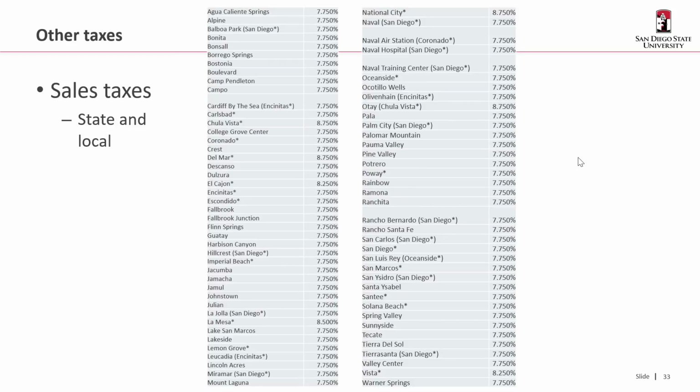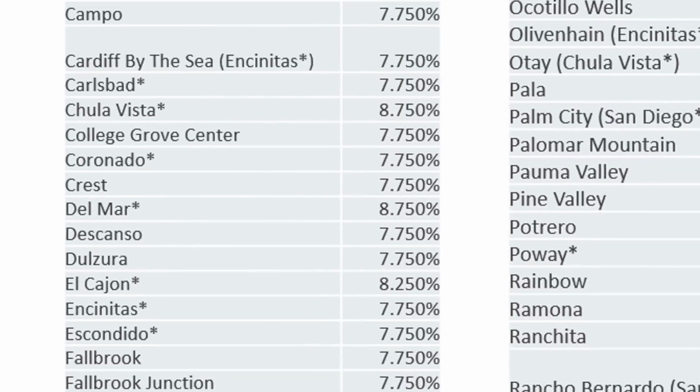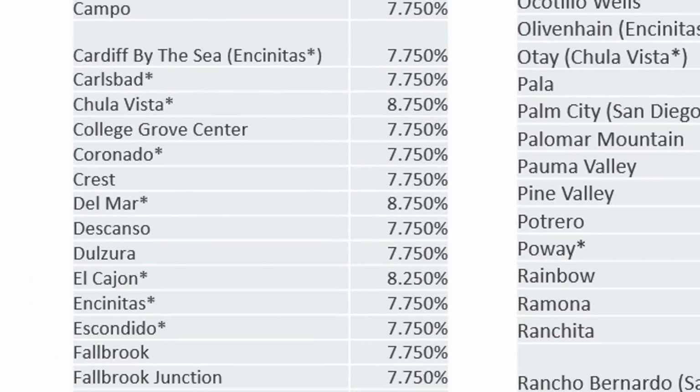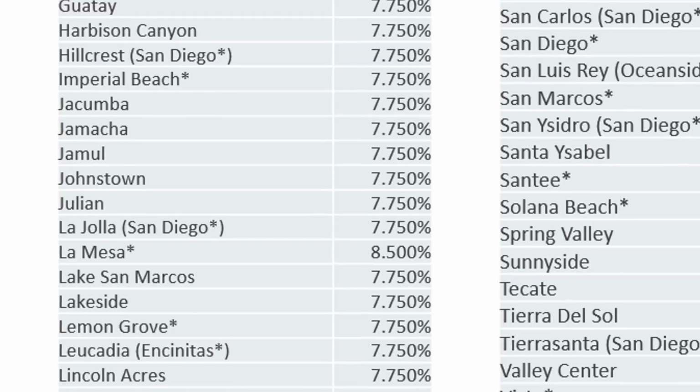So here's another type of tax, which is sales and local tax. Sales and local taxes are varying, but you can see the vast majority of cities charge 7.5%. We'll break down some of these differences shortly, but you can see some differences. So San Diego is 7.75%, but for example, National City is 8.75%. Let's see, who else is here in San Diego County? Del Mar is 8.75%. La Mesa is 8.5%. Vista is 8.25%.